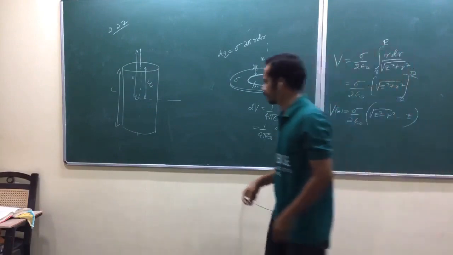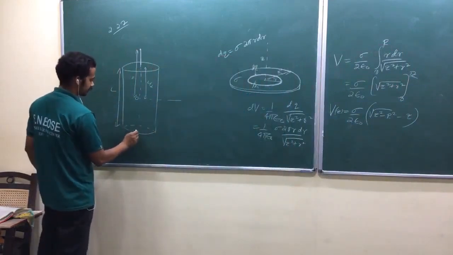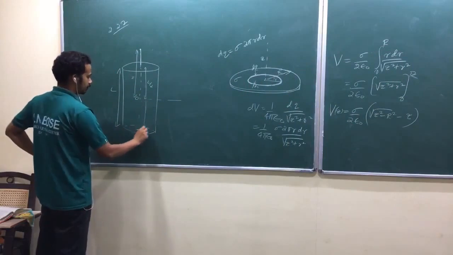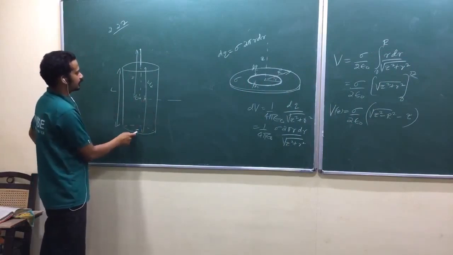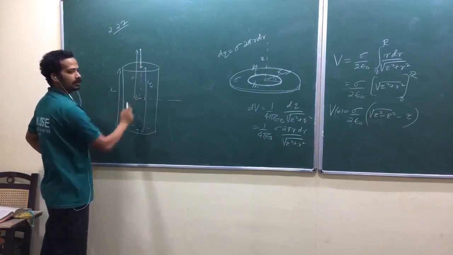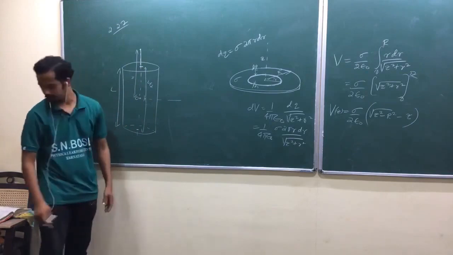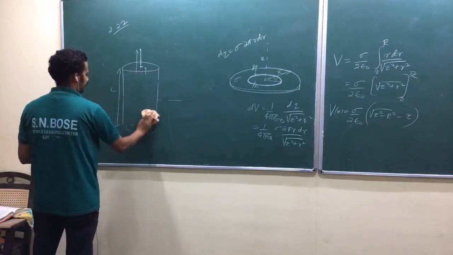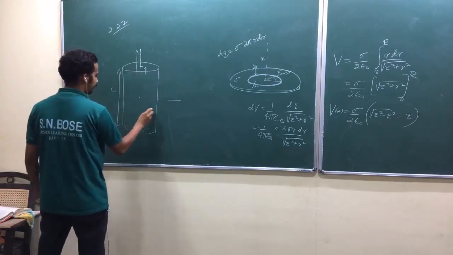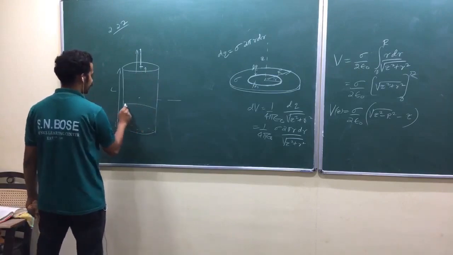Minus L by 2. Yeah, wait a second. I'm feeling something different here. Wait a second. This is minus L by 2. You have to integrate from minus L by 2 to z minus L by 2. Am I right? This is z minus L by 2. Isn't it? Wait a second. We shall take one elementary disk here. Okay.